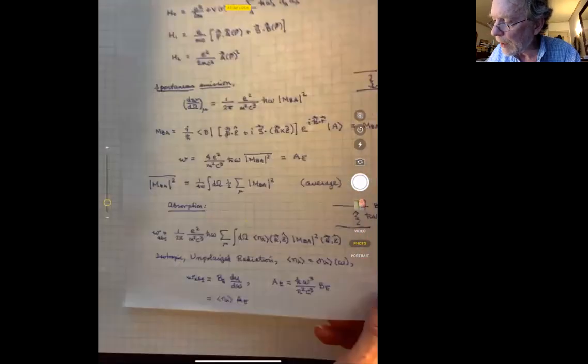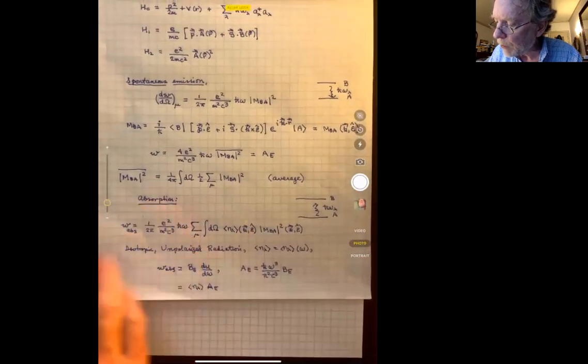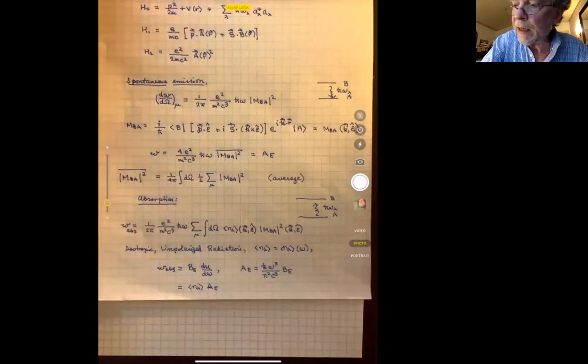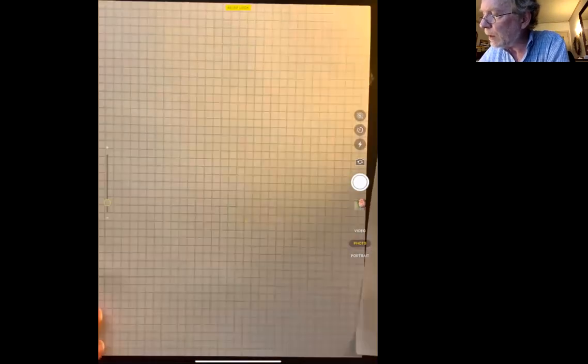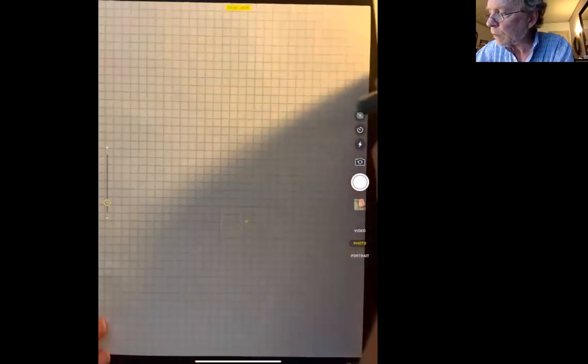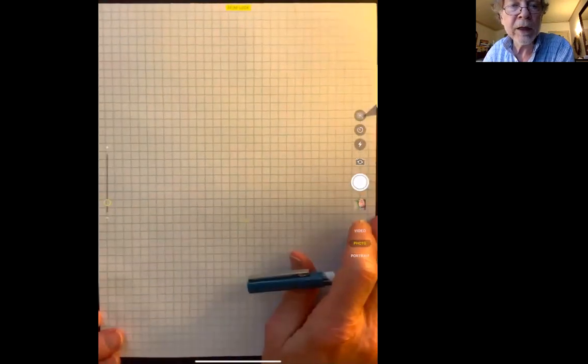And the first topic I'd like to take up tonight is a brief overview of a third process, which is that of not spontaneous emission, but rather stimulated emission. So let me put this aside. So I want to talk about stimulated emission.